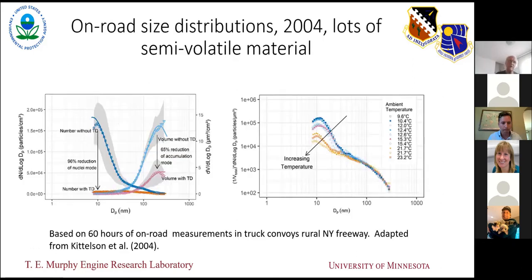Now, just to convince you of that, on the left side here, I'm showing plots of on-road measurements we made some years ago where we ran measurements with and without a thermal denuder. This is without a thermal denuder, with a thermal denuder. Practically all the material in the nucleation mode was semi-volatile. Here's the volume with and without. A big fraction was semi-volatile. If you have semi-volatile material, it's going to be temperature dependent.